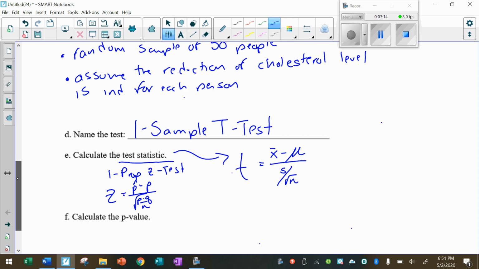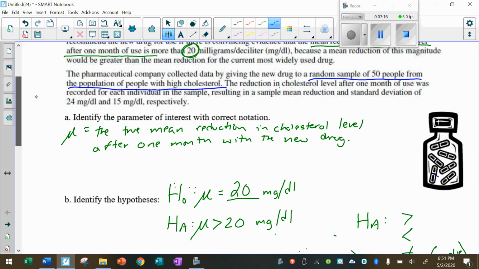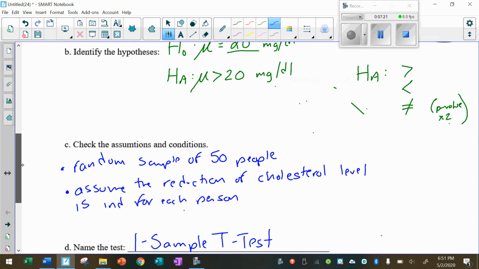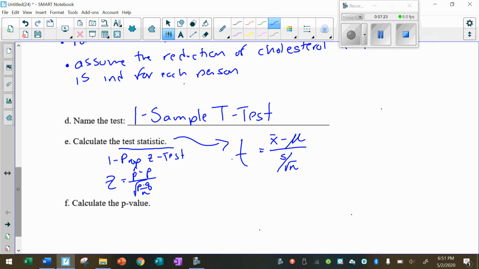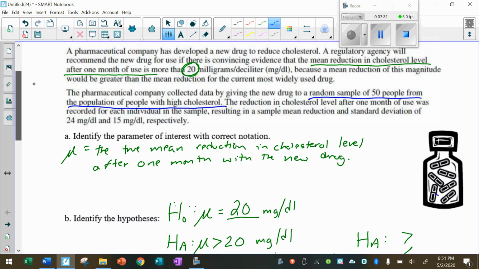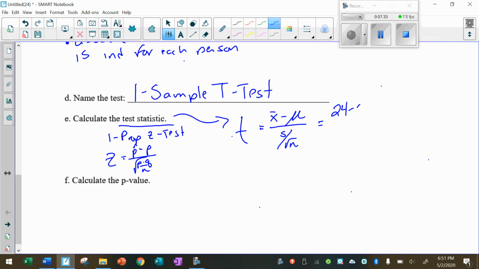So our sample mean was 24. Okay. 24 minus what was expected, basically our mu of x bar, our expected was 20. So we can see right there that we are 4 values above what was expected.